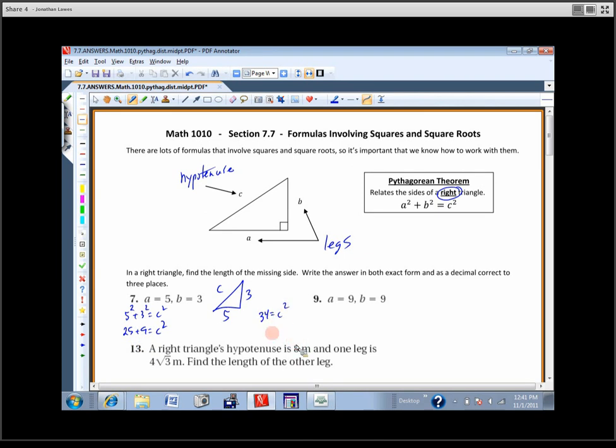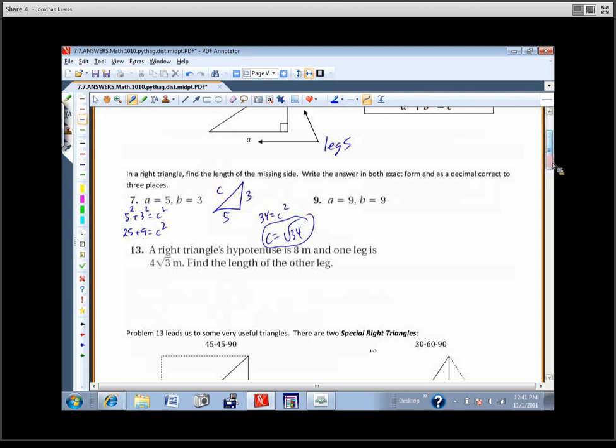So we add the two of these together. This is going to be 34 equals C squared. So C is, how would we write this? Square root of 34. The reason we get to leave it as the square root of 34 is 2 times 17. There are no pairs of factors. So we just leave it like that. That's it. It's that simple.